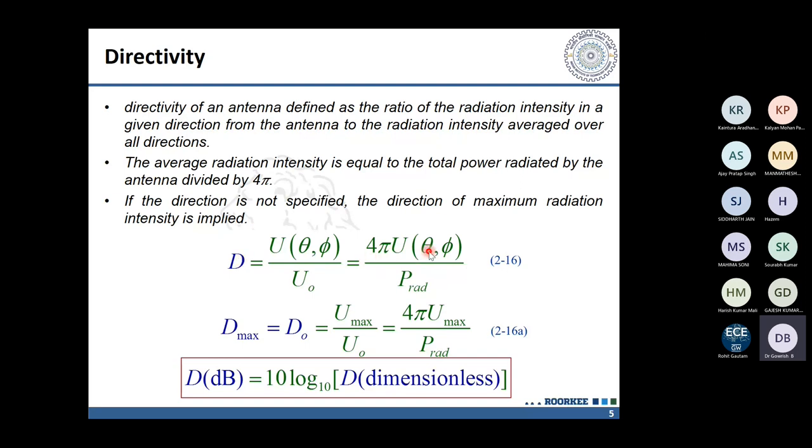Here it is worth noting that the directivity pattern and the radiation intensity pattern will be identical except for the scaling factor. Other than the scaling factor, they will be identical. It's a dimensionless unit because it's a ratio of powers.